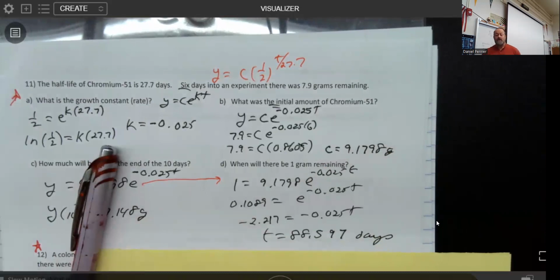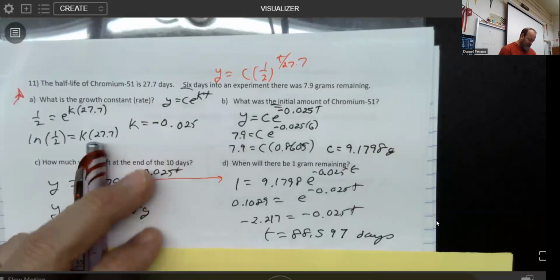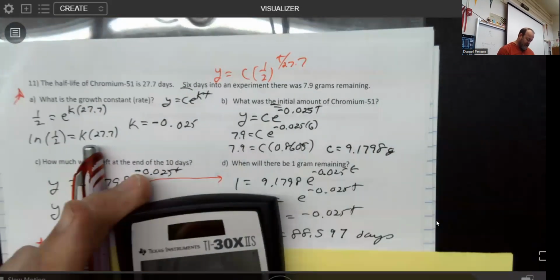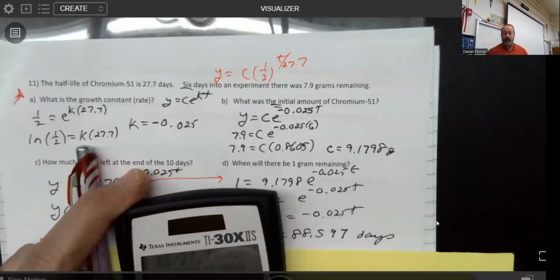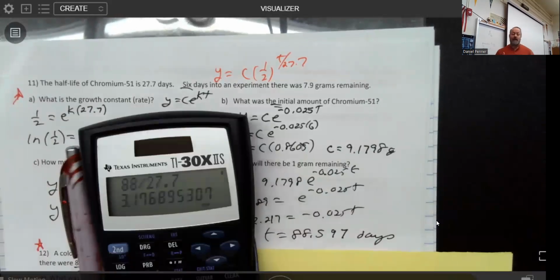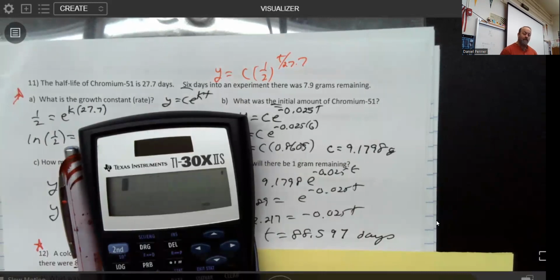Now, one thing that I think is worthy of note is, let's see, 85 days. Was that 85 days? 88 days, excuse me. 88 days is a little bit more than 3 half-lives. So keep in mind, if we have 3 half-lives, it gets cut in half 3 times. But it went a little bit past that. It's 3.17 half-lives, right? So it's going to be a little bit more than that.